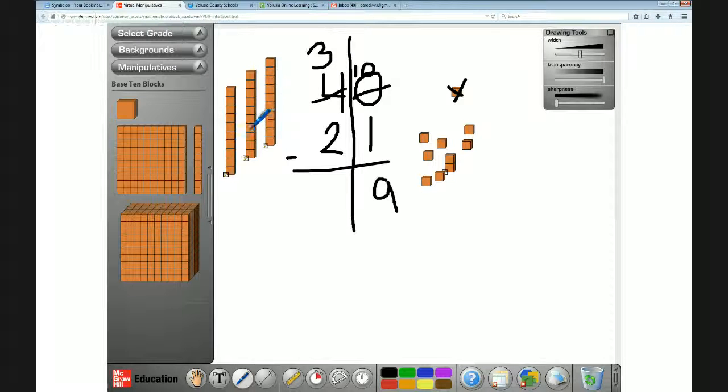3 10s minus 2 10s. This one's my favorite part when you get to cross them off. Minus 2 10s. All right, we have 1 10 left. So the answer is 19.